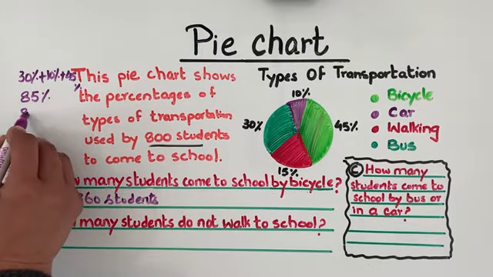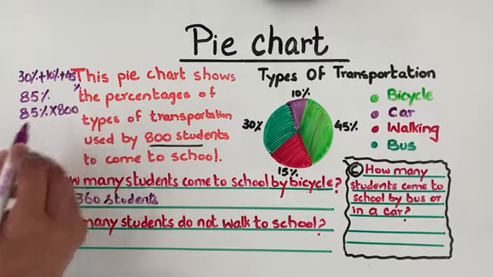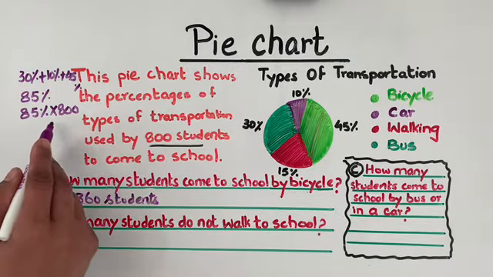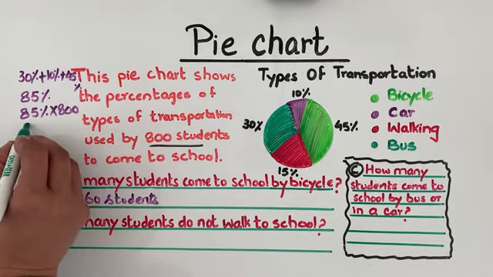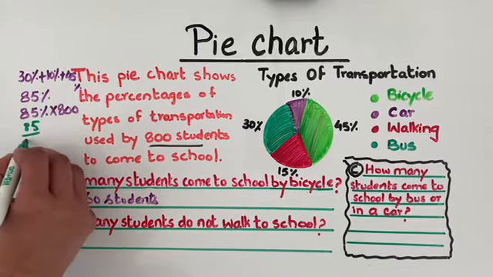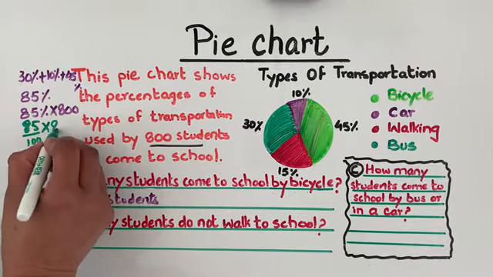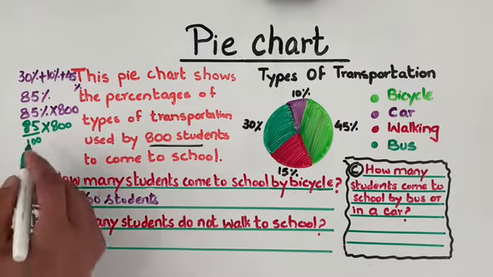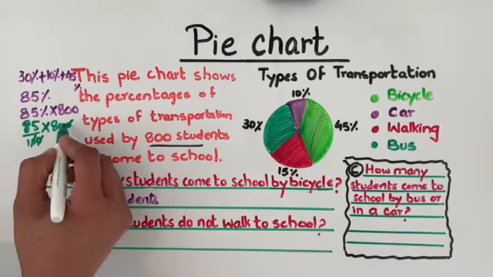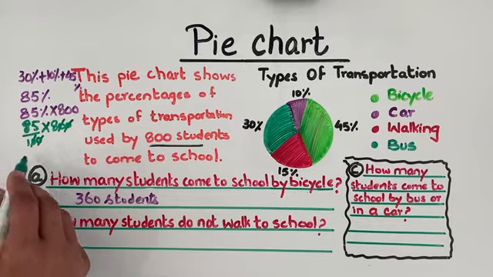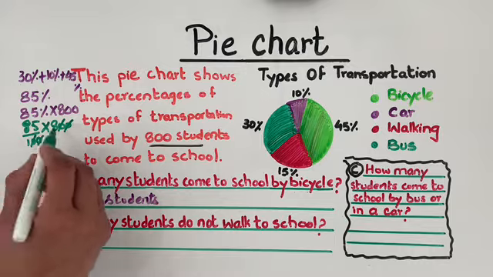85% of the students do not walk to school out of these 800 students. So 85% times 800 will be our equation. Now let's solve it. 85% means 85 divided by 100. 85 divided by 100 times 800. Now I'm going to cut these two zeros from the denominator with the two zeros in the numerator, because in the denominator we have 2 zeros and in the numerator we have 2 zeros. Now we have 85 times 8.